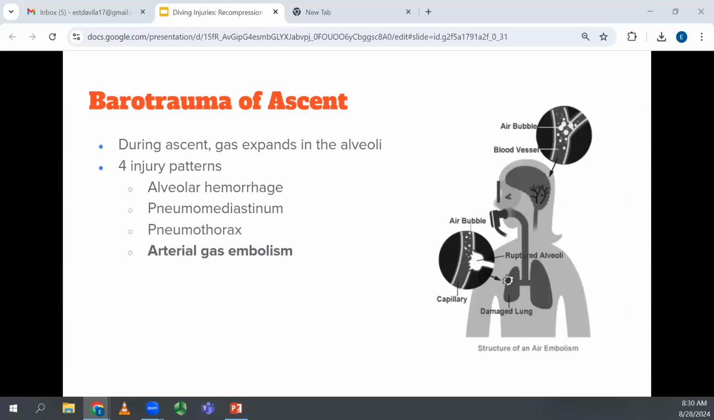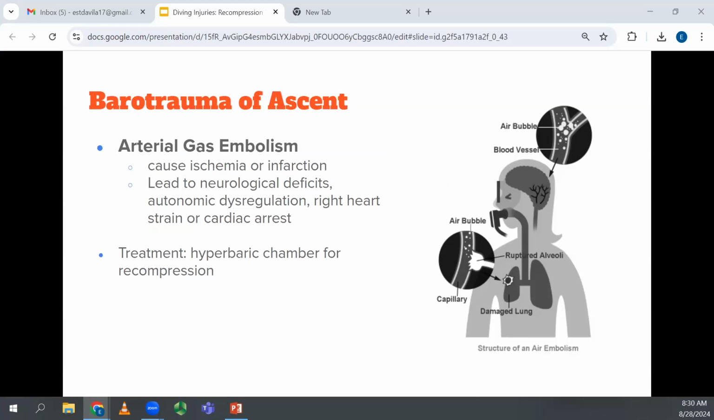And then finally is arterial gas embolism, which is the most severe of this injury pattern, where gas travels from the alveoli into the capillaries, into the arterial system, and can cause bubbles, which prevent blood flow into the tissues like the brain and cause ischemia or infarct. When it does this, it can cause, like I said, in the brain, neurological deficits, autonomic dysregulation, heart strain, cardiac arrest, same as other clots. Obviously, this is severe, so the treatment for this is hyperbaric chamber for recompression, which I'll get into.